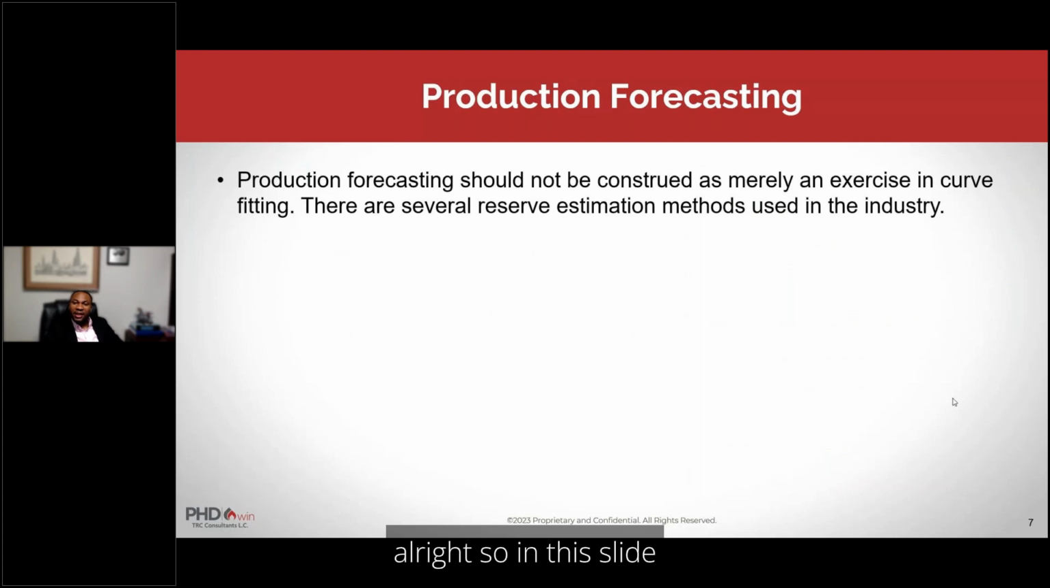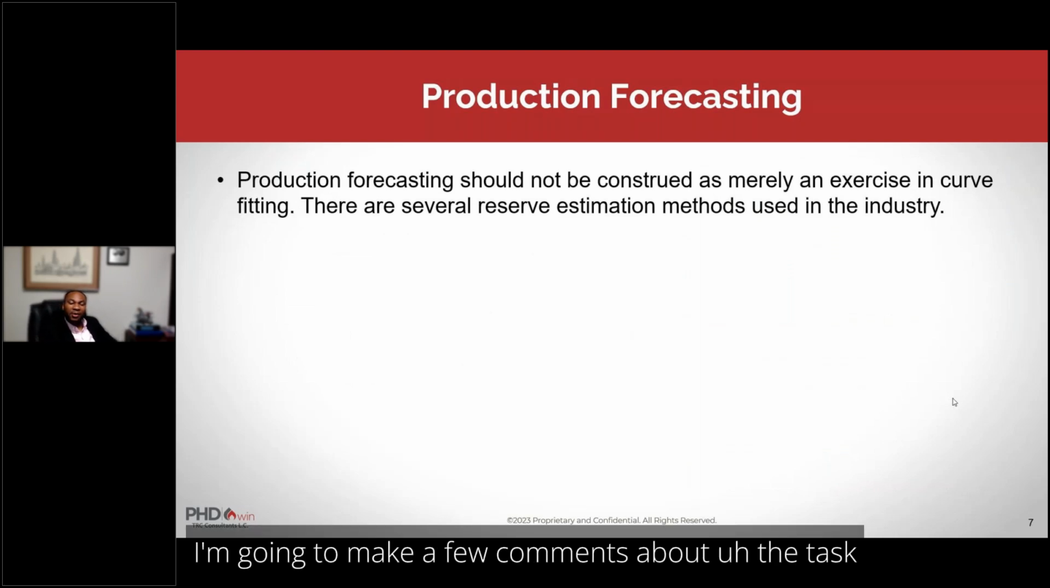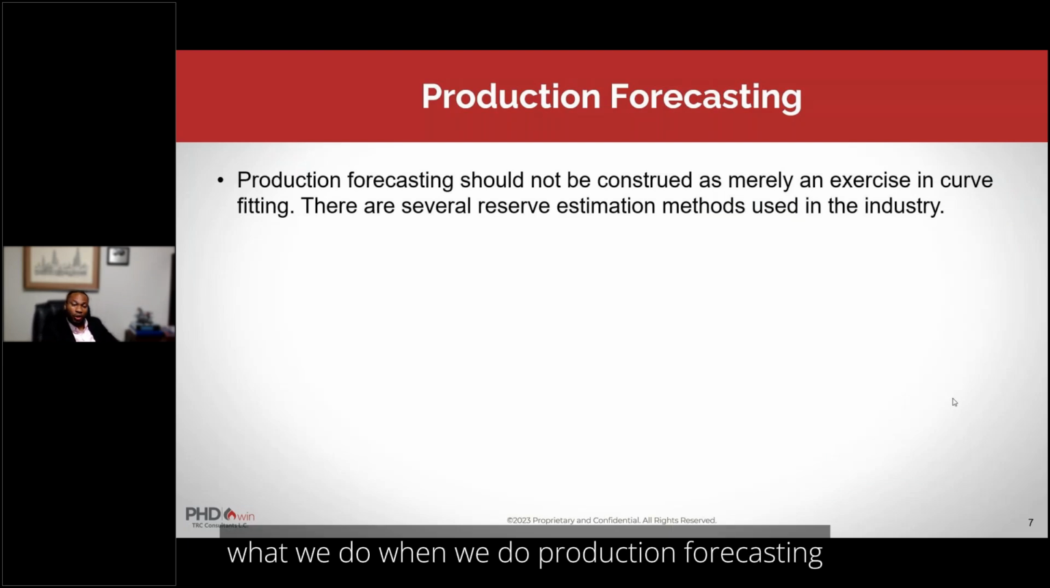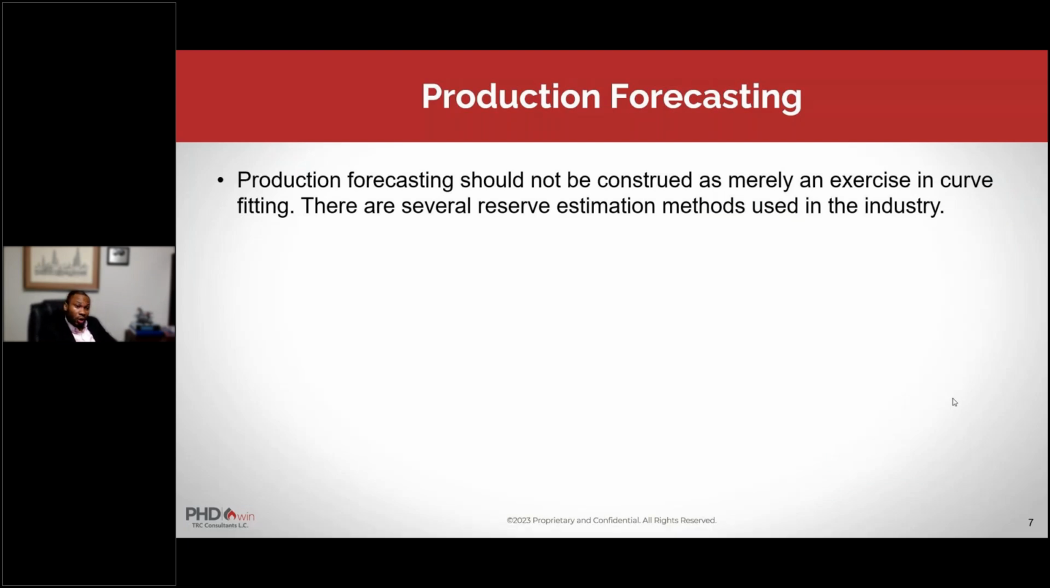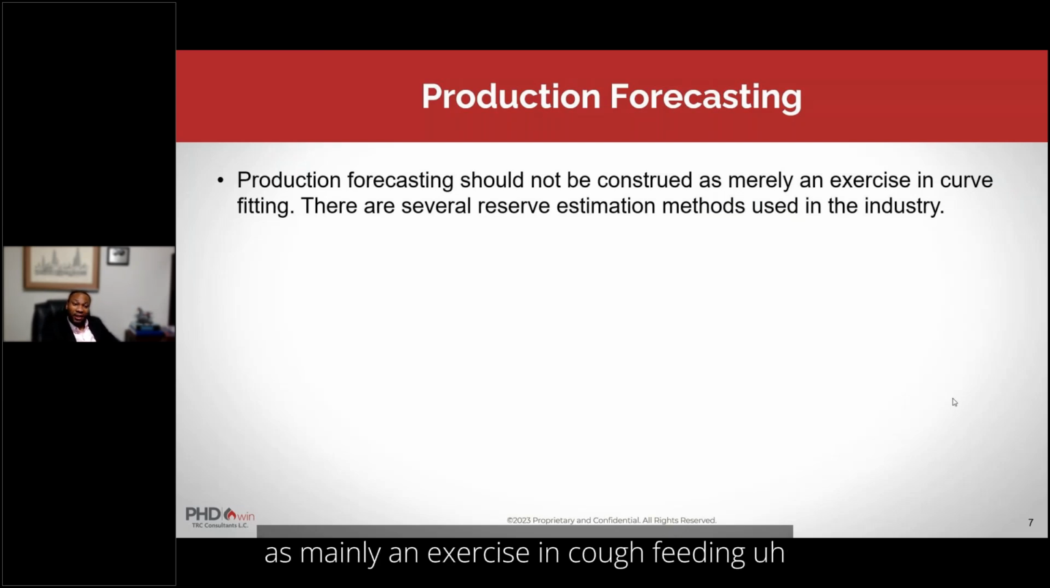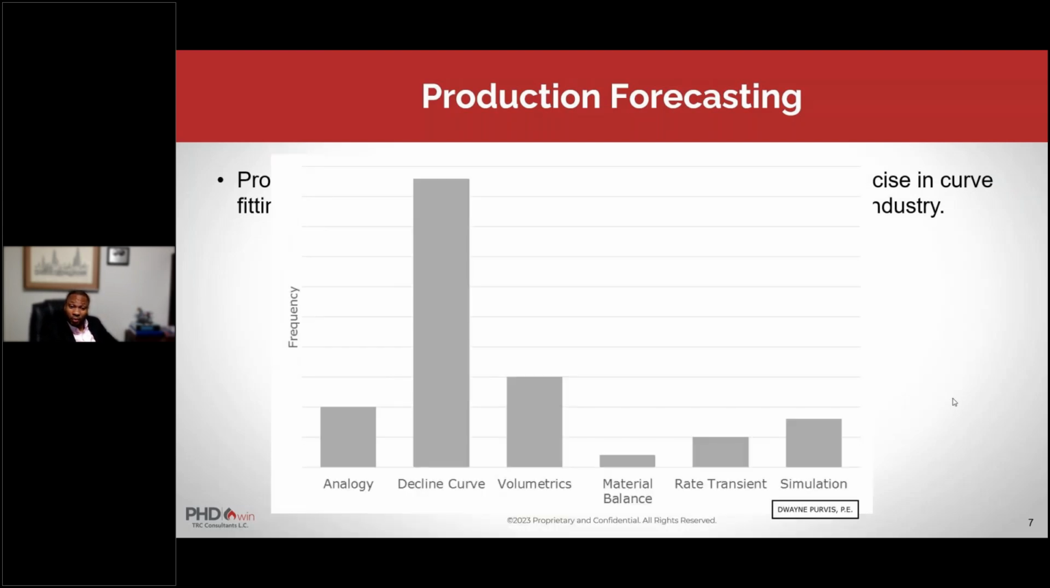All right, so in this slide, I'm going to make a few comments about the task, the exercise, what we do when we do production forecasting. Production forecasting should not be construed as merely an exercise in curve fitting. This is because there are several reserve estimation methods used in the industry that the engineer can select from.